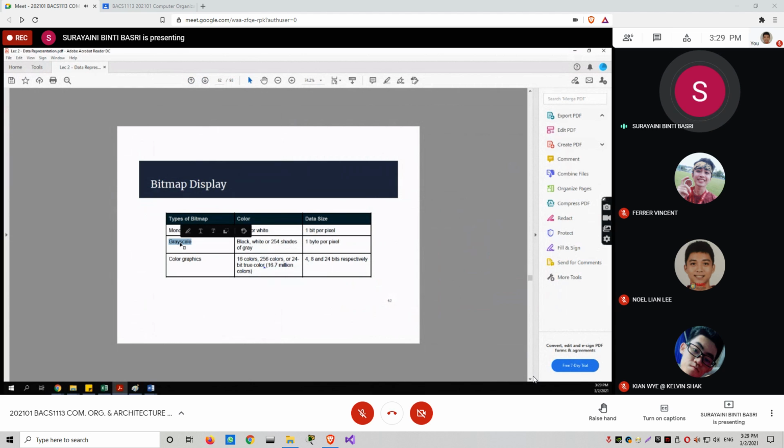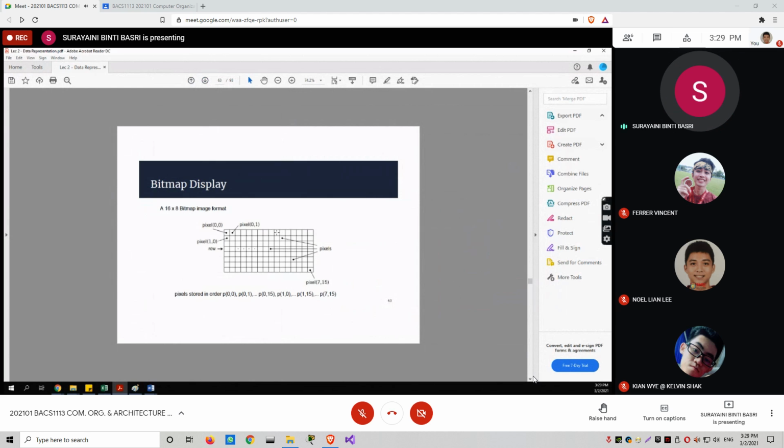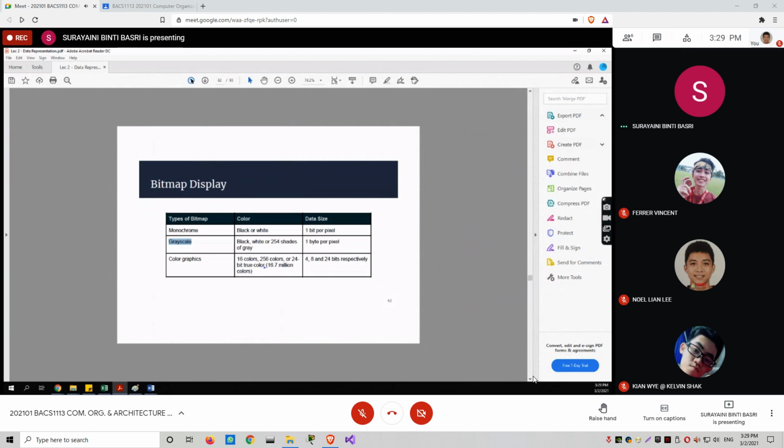Okay, so the grayscale only contains black, white, and then 254 shades of gray. So this kind of image will store 1 byte per pixel. Remember 1 byte is 8 bits, right? So in each of these pixels, it stores 8 bits or 1 byte of data.